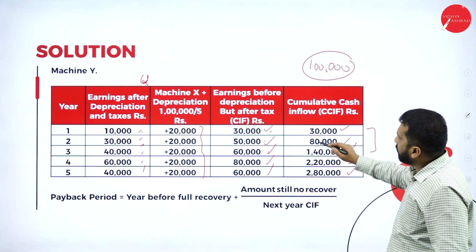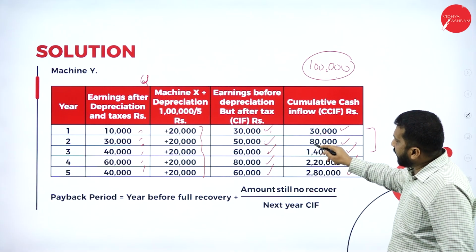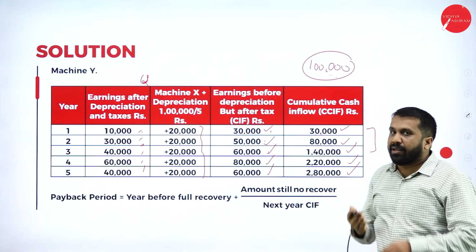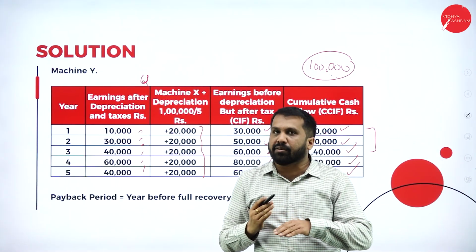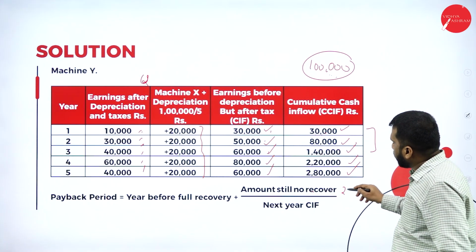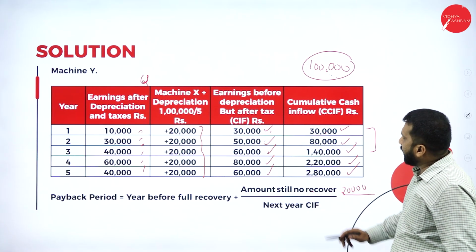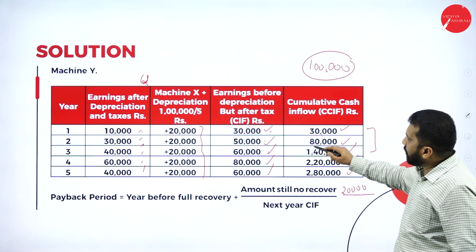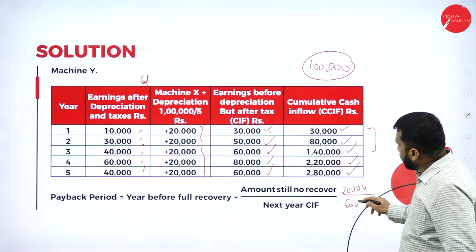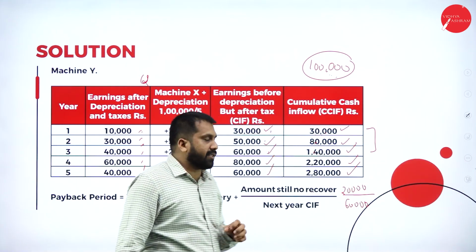In the second year, first year will you get 1 lakh? No. Second year? No. Second year you got 80,000. How much do we need? 1 lakh. 1 lakh minus 80,000 is how much? 20,000. Amount still not recovered. 20,000 divided by, next year carry forward. Difference between 80 and 140 is how much? 60, divided by 60,000. Hope you are clear how to calculate this.